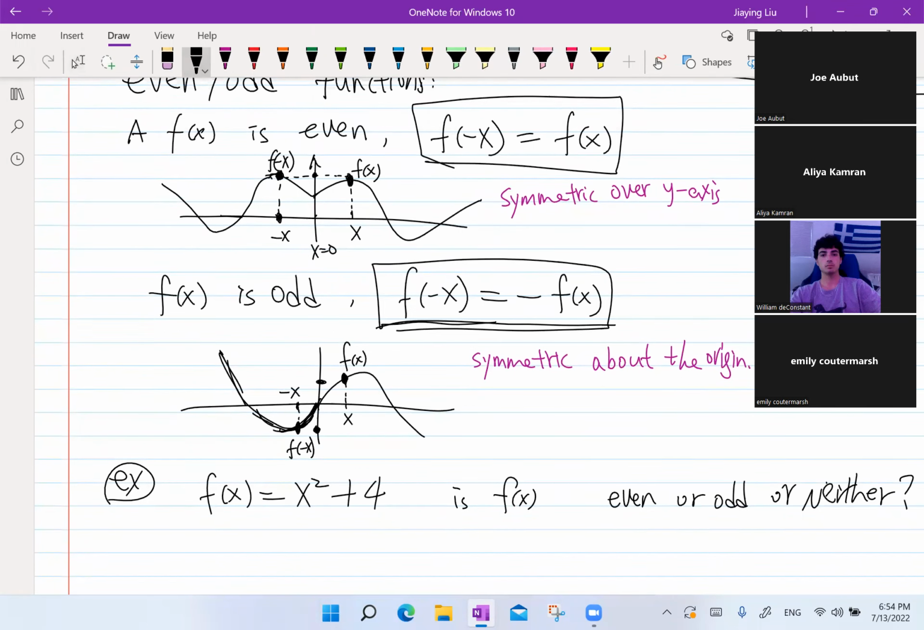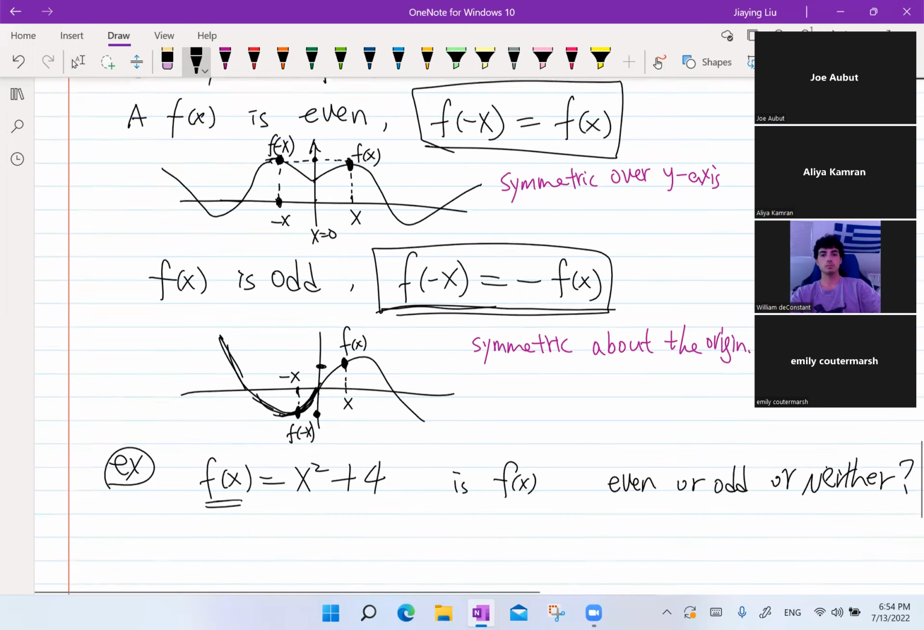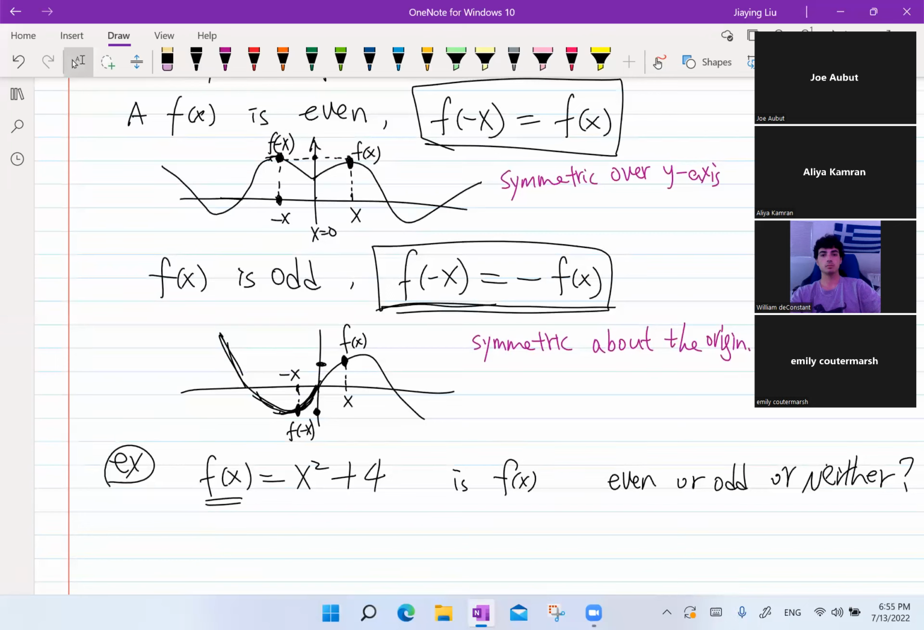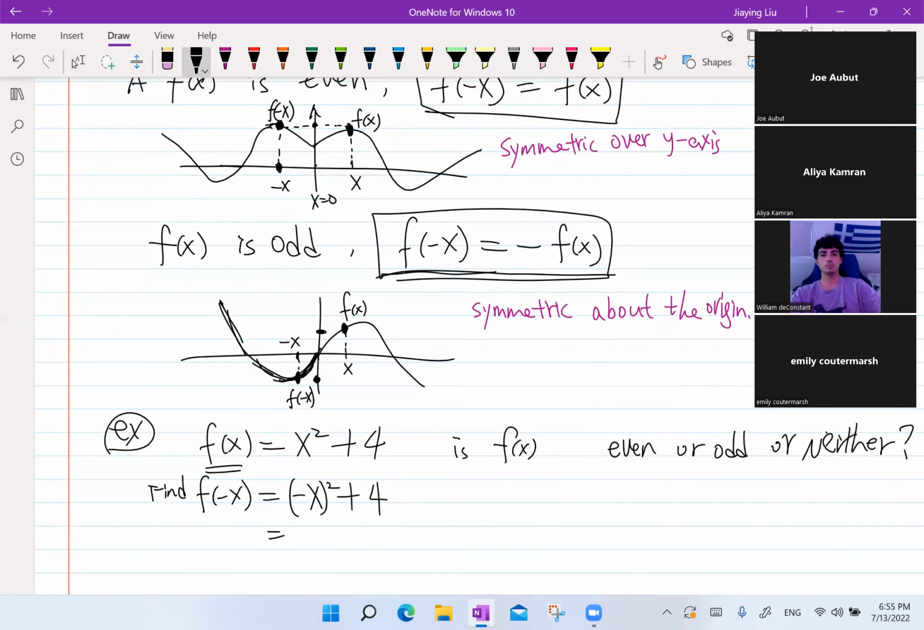So we already have f of x. What we're going to do is find f of negative x and compare the result with f of x. So let's find f of negative x. That's going to be negative x squared, if we take negative x and put it into f of x, plus 4. And if we simplify this expression, we get negative x squared, which is the same thing as x squared, plus 4 is just plus 4. It doesn't change. So we end up with x squared plus 4. So that's f of negative x.